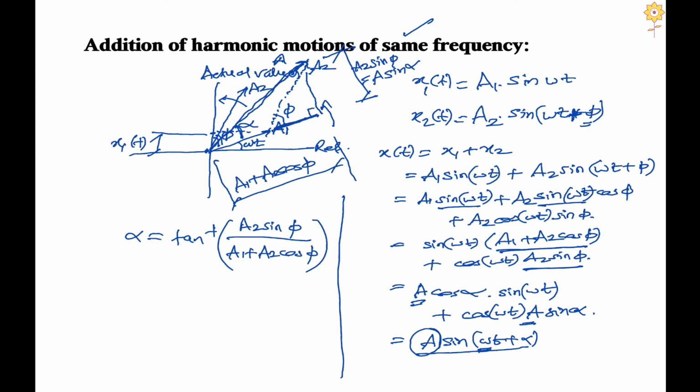So, what we have seen is why the simple harmonic motion is important for our study. Then we saw how the vibrations are classified. Then we saw the steps involved in vibration analysis, the 3 basic steps. And finally, we saw how to add 2 harmonic motions of the same frequency, so that we get a resultant motion which is also a simple harmonic with the same frequency. Hope you understood the concepts. Thank you.